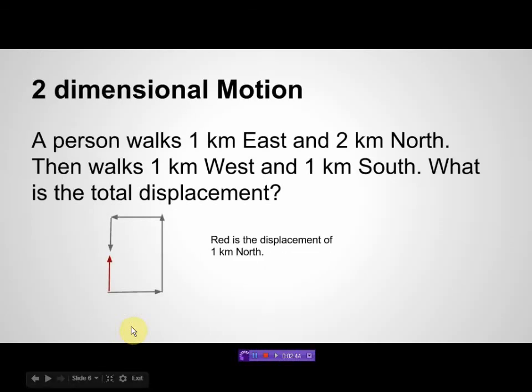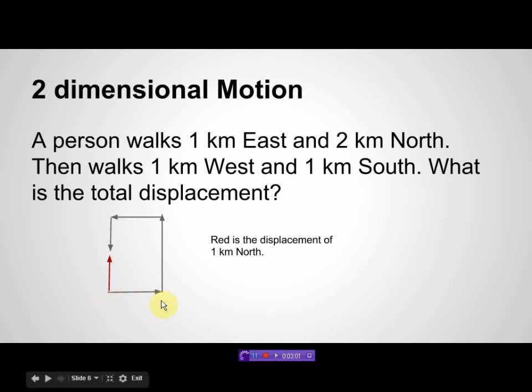Now this can be measured in 2 dimensions as well. Here's an example problem of that. A person walks 1 kilometer east, then 2 kilometers north. The person then walks 1 kilometer west and then 1 kilometer south. What is the total displacement?